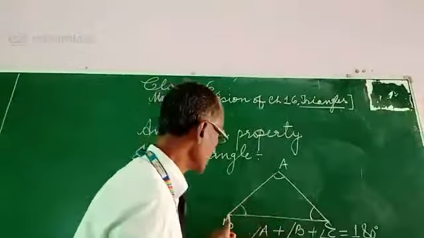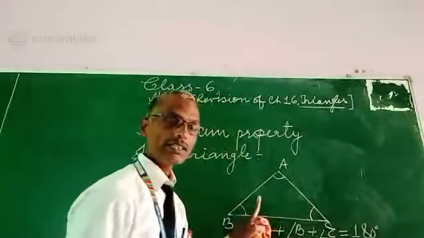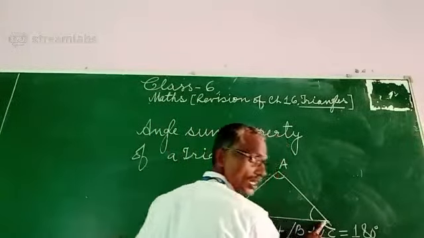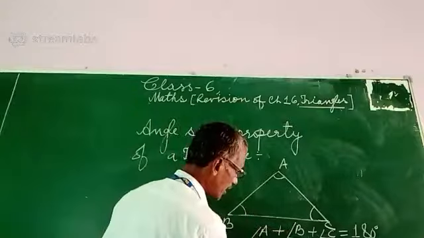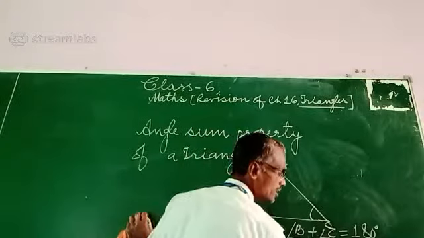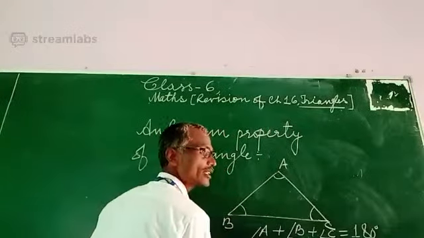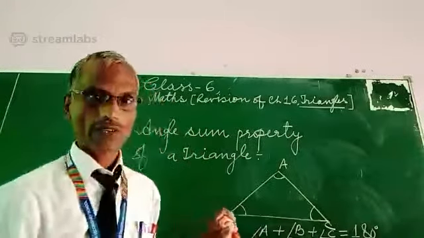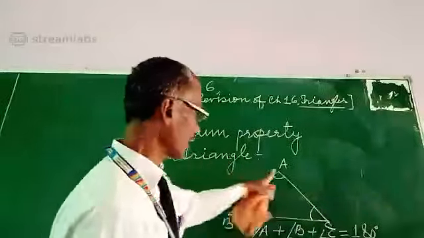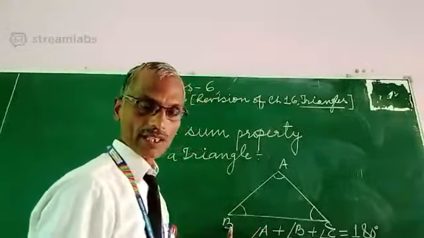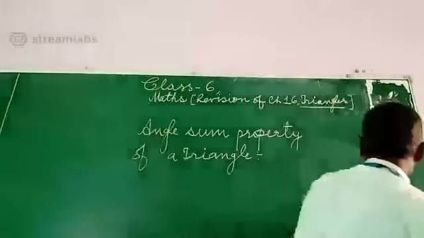Here ABC is a triangle. It has three angles: angle A, angle B, and angle C. And the sum of angle A plus B plus C is equal to 180 degree. So this property is called the angle sum property of a triangle. The sum of all angles of the triangle is 180 degree. Okay, have you got it? Now next we will solve problems of this exercise.